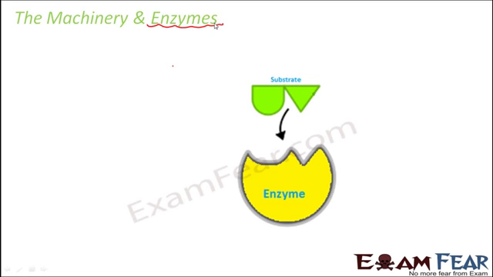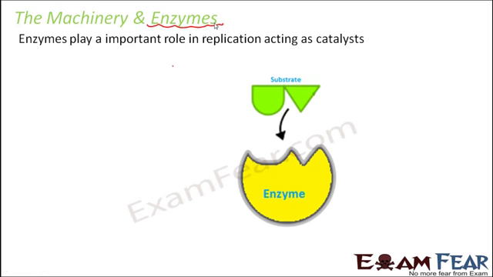Now, we all know what enzymes are. Enzymes, structurally, are all proteins and they help to catalyze chemical reactions. So, they act as catalysts. Enzymes play a very important role in replication, because when we look at the process step by step, you will get to know why we need catalysts for creating a copy of DNA.